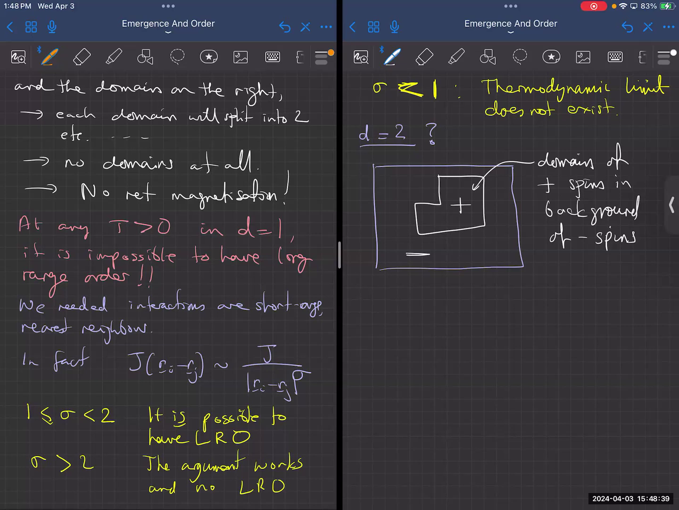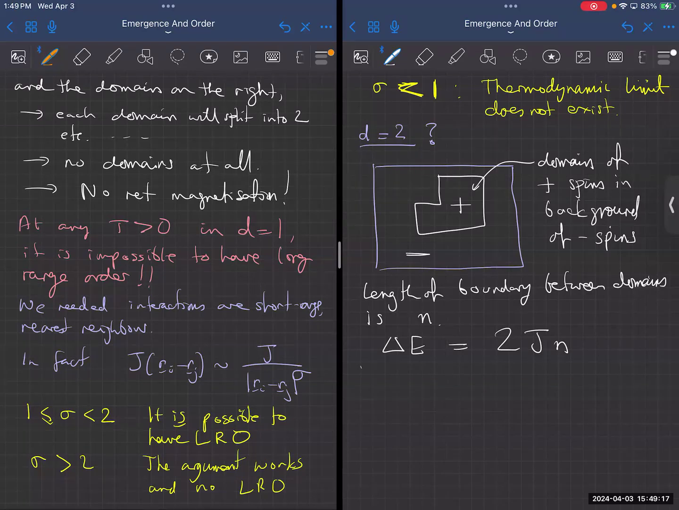Okay, so what is the... let's suppose that the length of the boundary between the domains is n, little n, then the energy caused by having the domain is just 2Jn. What about the entropy?